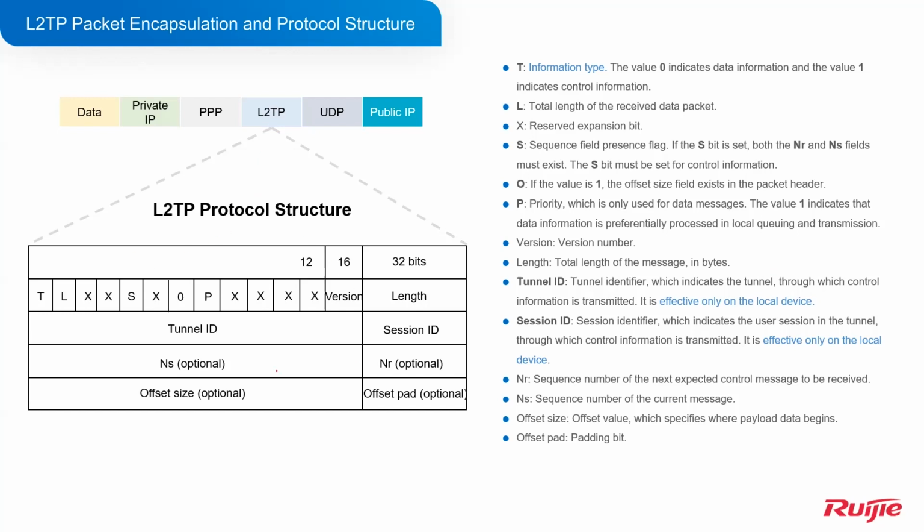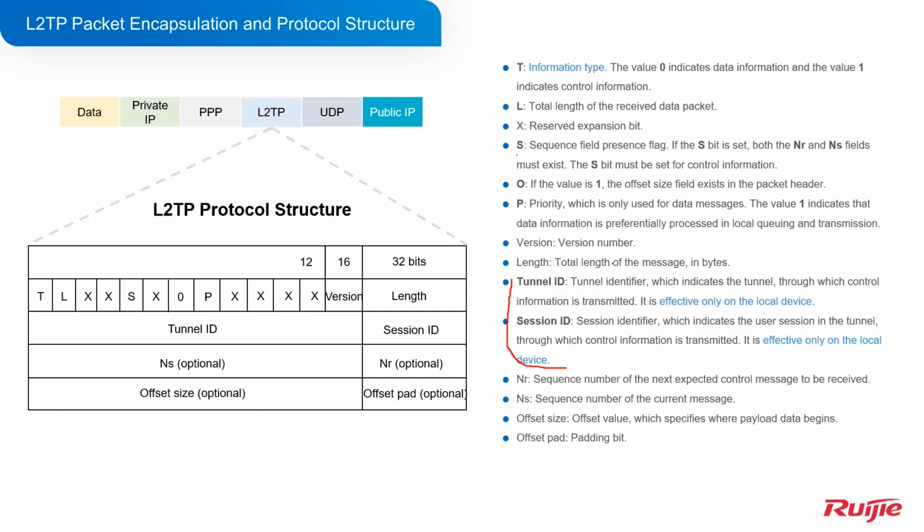And we have lots of information. And here we have an explanation for every bit. The T value is for information, the L value is the whole length of the message, and the X value is reserved. And the S value is the sequence number flag, okay? And the key point for all versions is the tunnel ID and session ID. This one is very important.